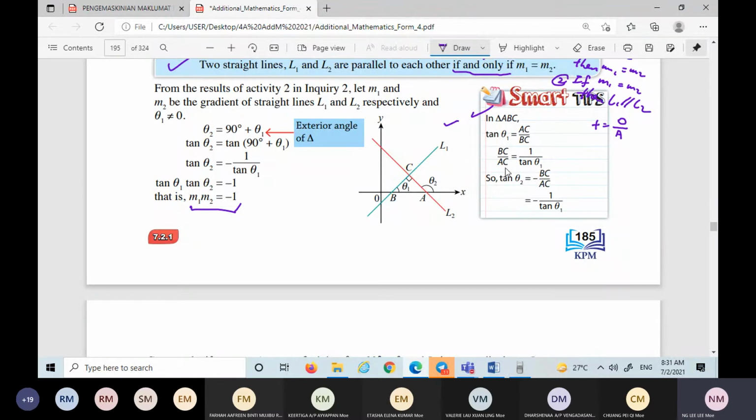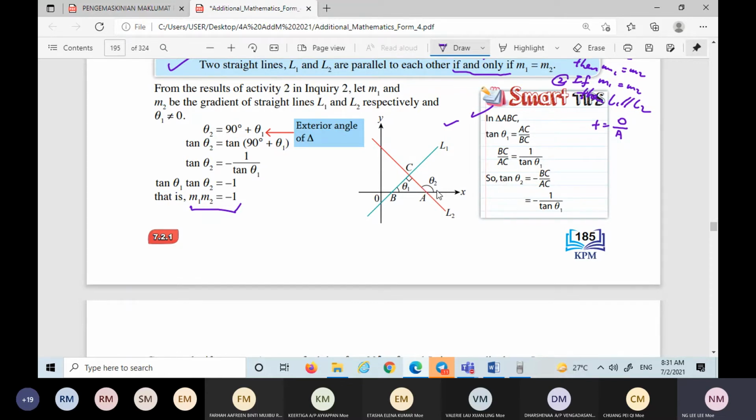After that, if you write it the other way around, BC over AC, this one is upside down, so it will become 1 over tangent theta 1. Then you put that aside. Now we see what happens to tangent theta 2. You see here, theta 2 is here.